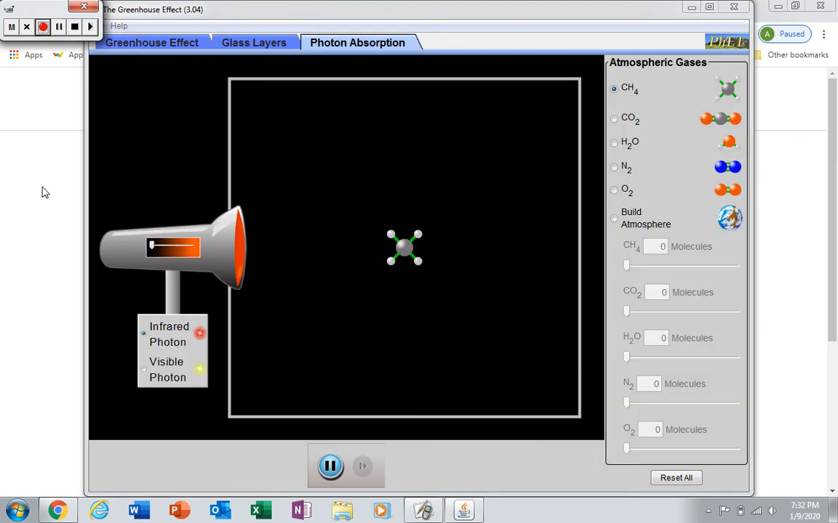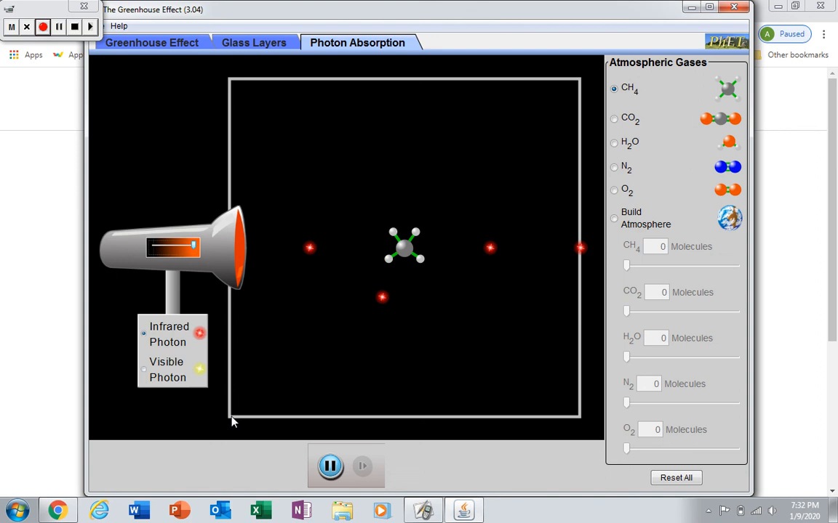Now we're going to look at why. So here we have yet another simulation. We're going to just focus on the infrared photons because those are the ones that are being radiated back out, which are the ones that are warming our atmosphere. And I want you to notice here we have CH4, which is methane. So if we turn this on, notice every so often, now some of the photons pass through, but every so often the methane absorbs the infrared photon and radiates it back off in a different direction.